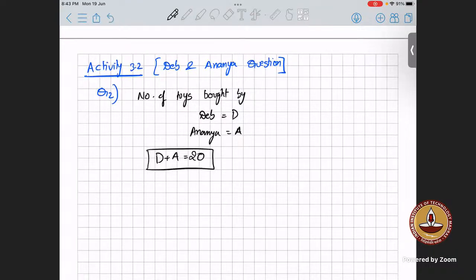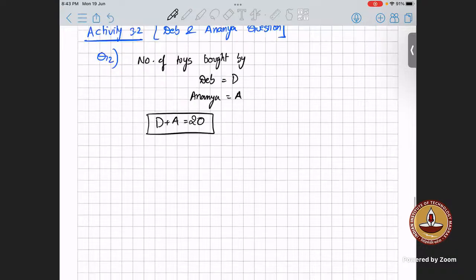Now, from these 20 toys, Deb lost 3 toys and Ananya lost 4 toys. The product of the current number of their toys is 42. If you multiply these both, in the question they said the multiplication is 42. Now, can you form an equation for Deb to know how many toys he had initially?